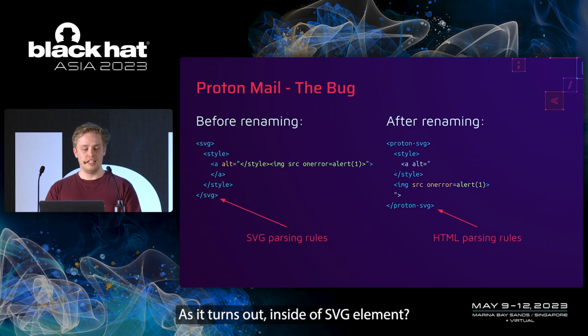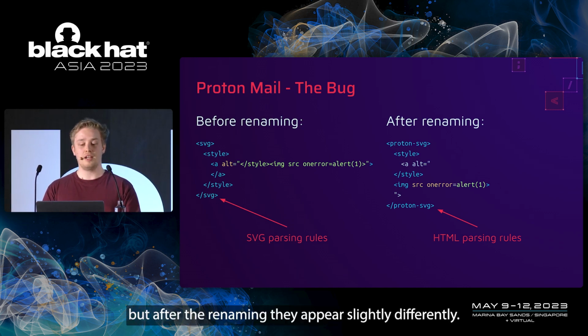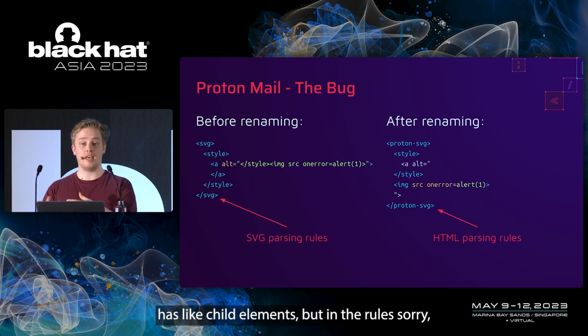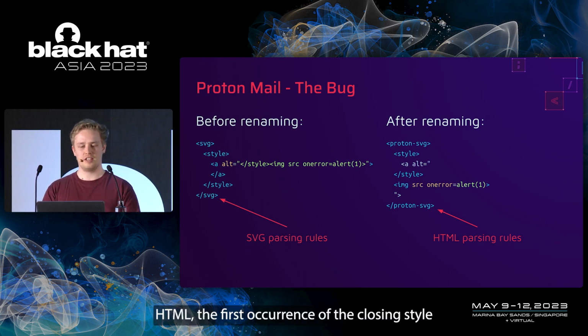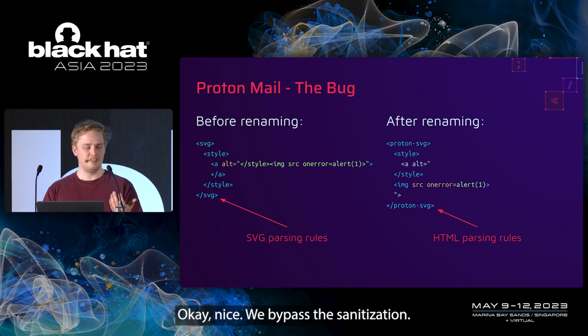So why is that happening? As it turns out, inside of an SVG element, there are slightly different parsing rules than in regular HTML. Once the tag is still named SVG, all the child elements are parsed with SVG parsing rules, but after the renaming, they are parsed slightly differently. In SVG parsing rules, a style tag has child elements, but in HTML rules, it has raw text content. So in HTML, the first occurrence of the closing style tag byte sequence will close the style tag, which is the part of the differential you see right here. Okay, nice, we bypassed the sanitization.